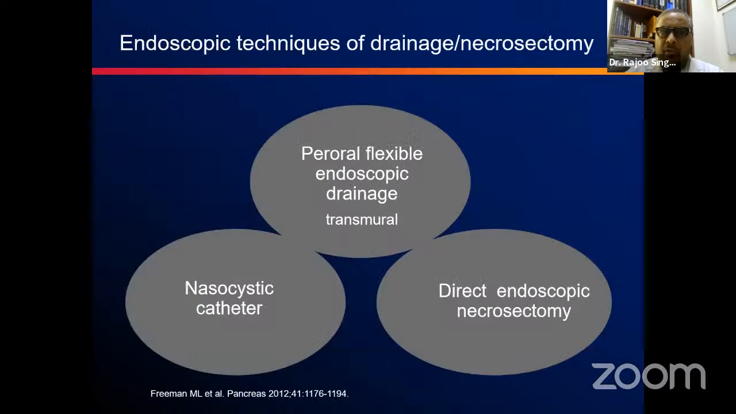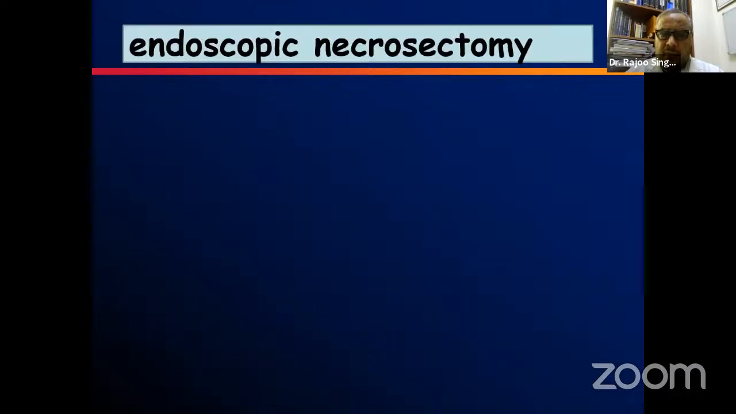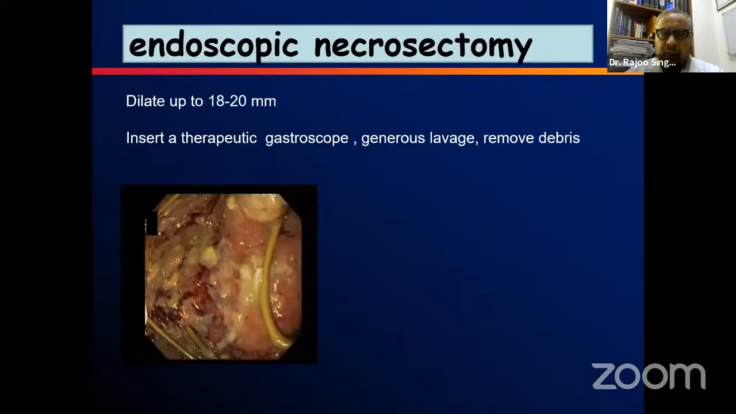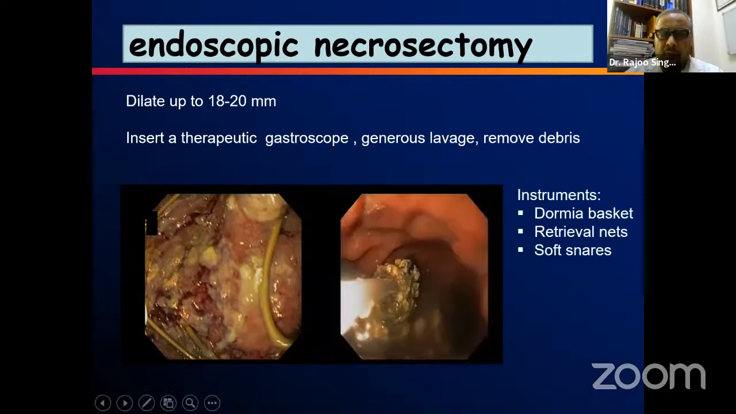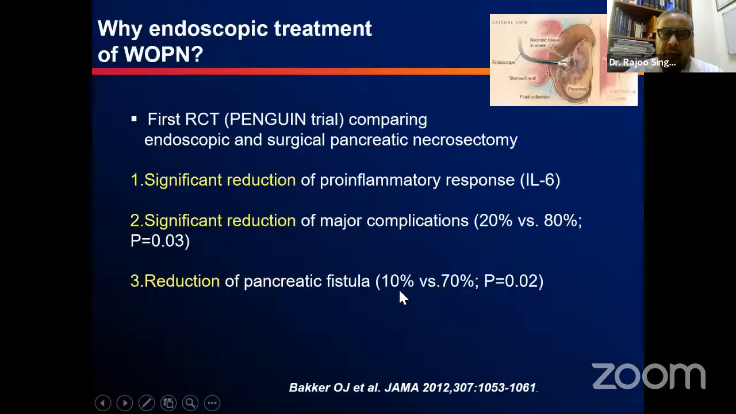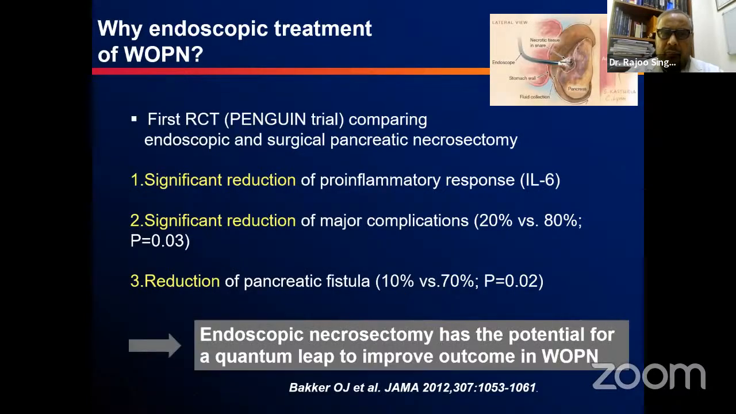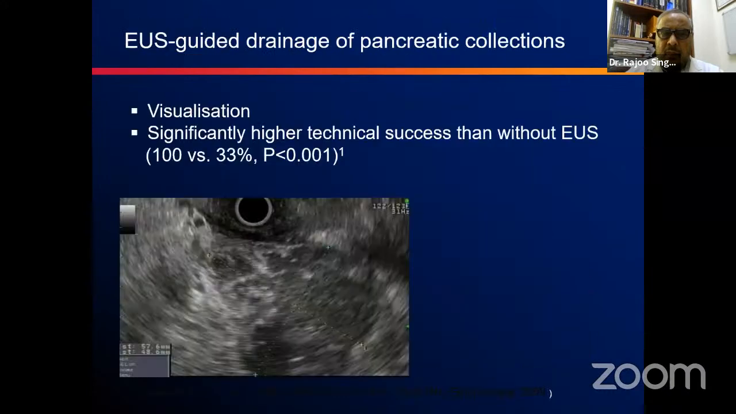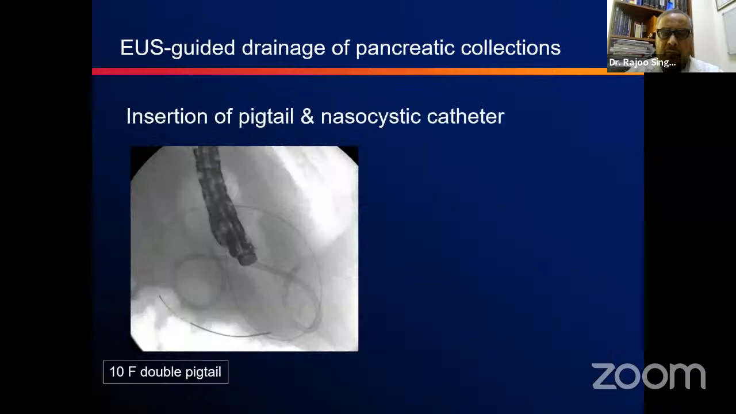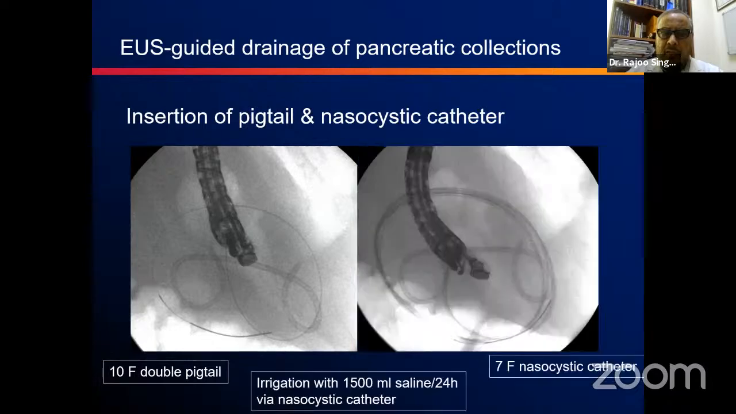The second is the endoscopic technique for drainage. Endoscopically, there are different techniques available. We have the endoscopic necrosectomy, where we insert a therapeutic gastroscope through the stomach and take out the debris with either a snare or a Dormia basket. The other thing is that you can do an EUS guided drainage of the pancreatic collection, with the insertion of a pigtail and a nasocatheter.